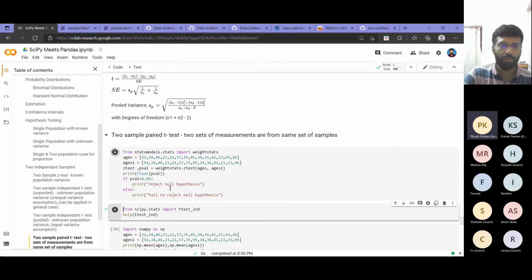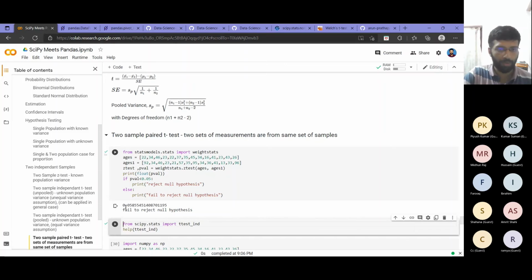If I run this, I get 0.058, which is greater than 0.05. So I will fail to reject the null hypothesis. There is a possibility that both can be from the same population.